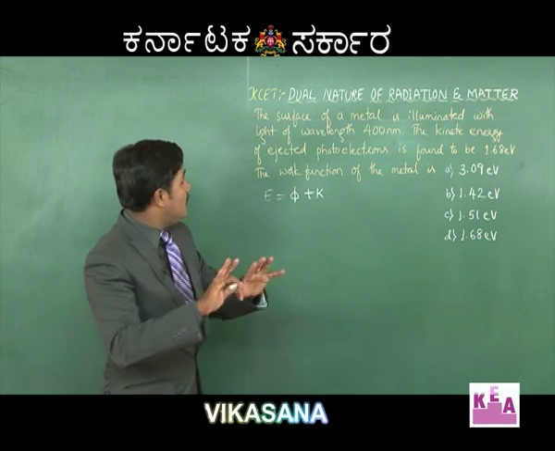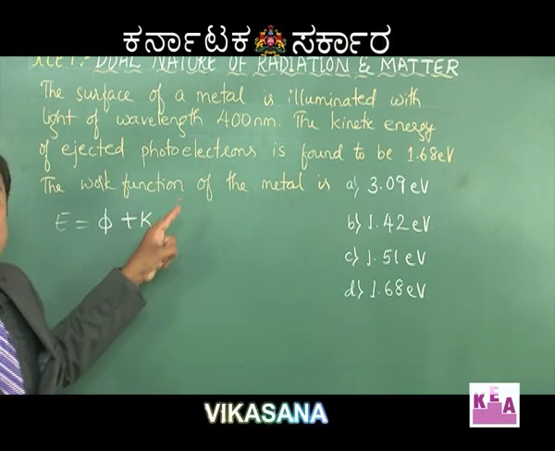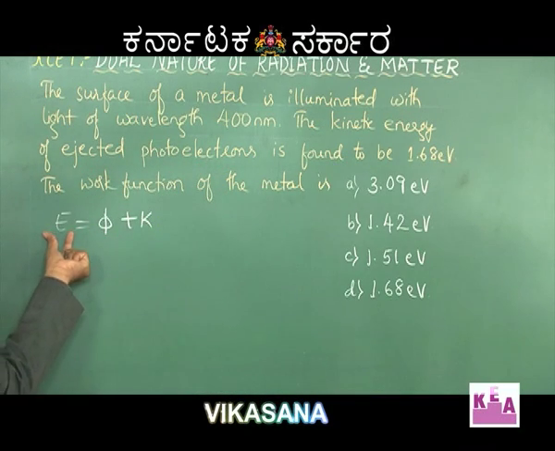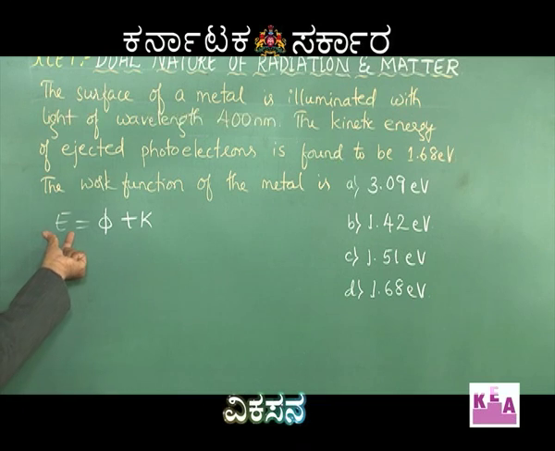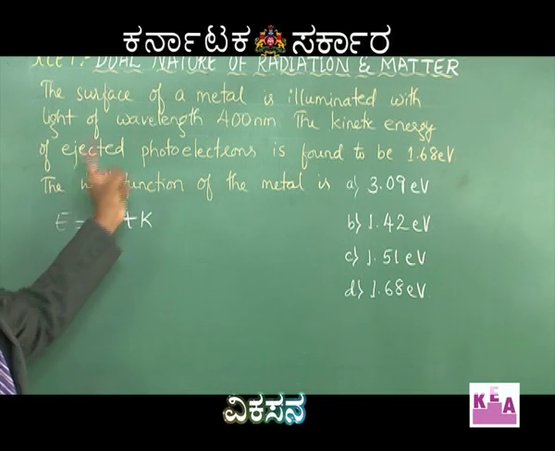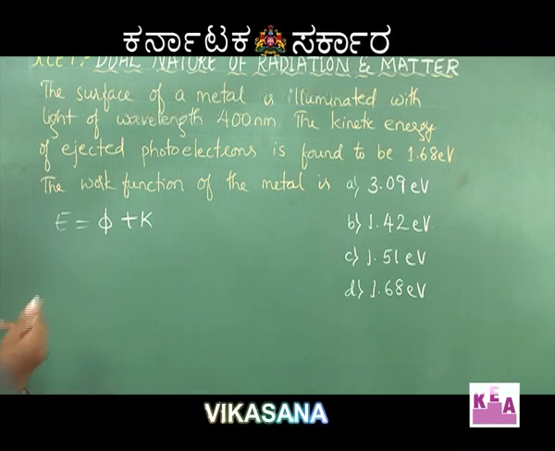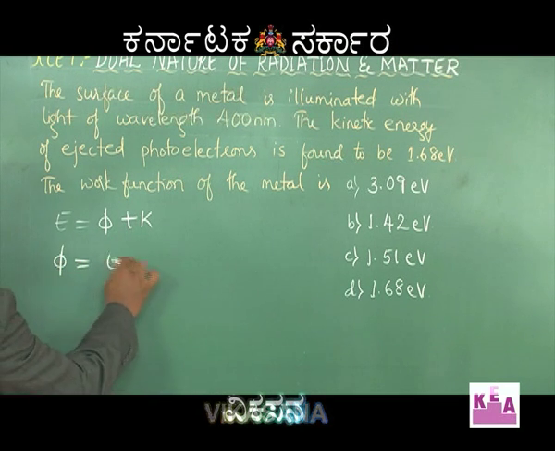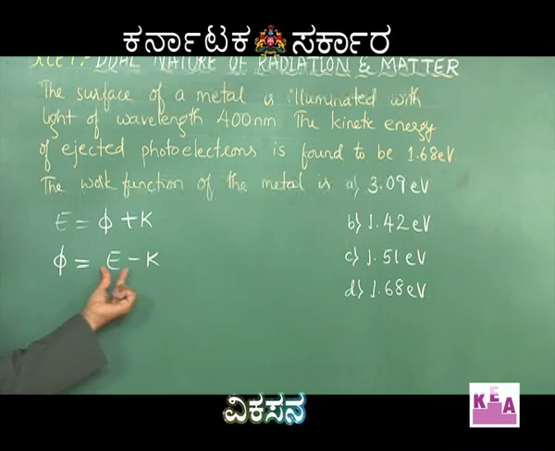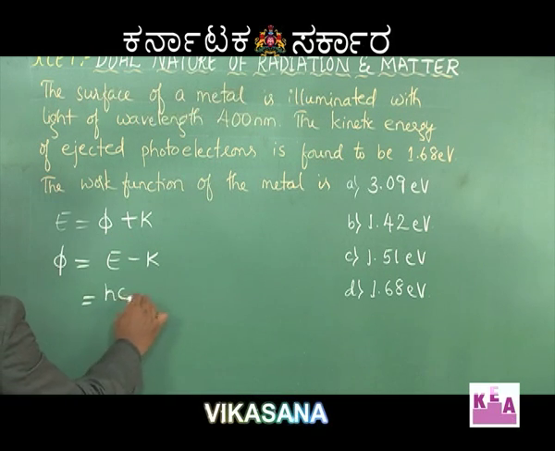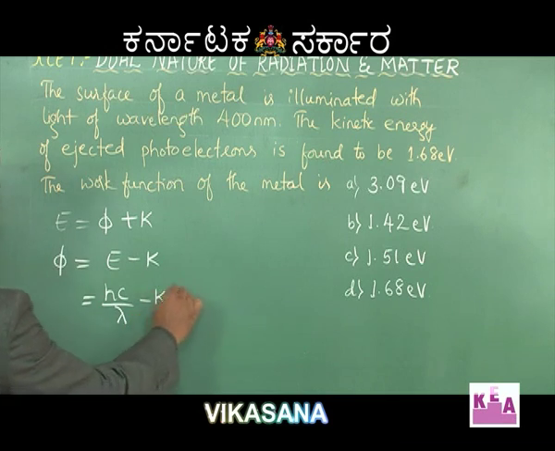Look at the given problem. What is given? Wavelength is given, the incident wavelength, that is, incident energy is given. What else is given? The maximum kinetic energy K is given, and you are supposed to find out the value of phi. Let me write the expression for phi straight away. Work function is E minus K. So how do I write my E? You have to express it in terms of wavelength, so it is hc by lambda minus K.